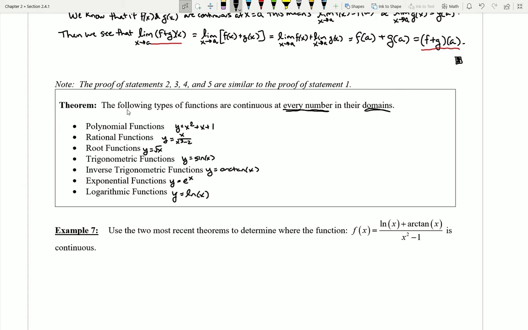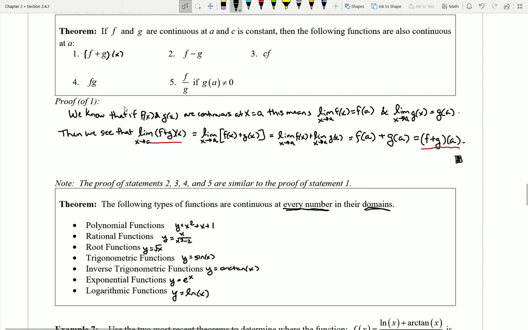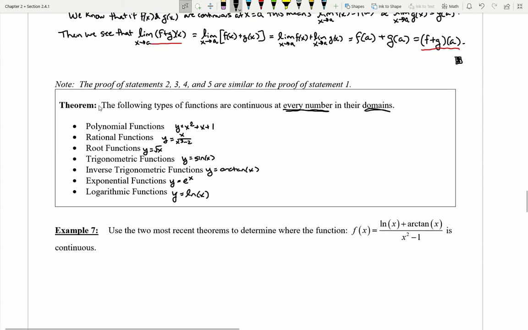So remember that we saw the following ideas in the last video, that if two functions were continuous at a specific spot, we could add, subtract, multiply them by a constant, multiply them together, or divide them, provided the bottom doesn't turn into 0, and we would still end up with a continuous function. We also saw that the following types of functions were continuous everywhere they were defined.